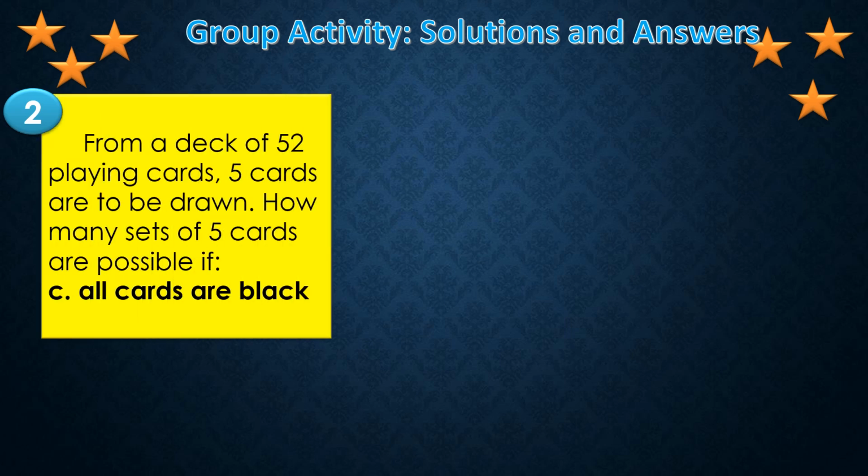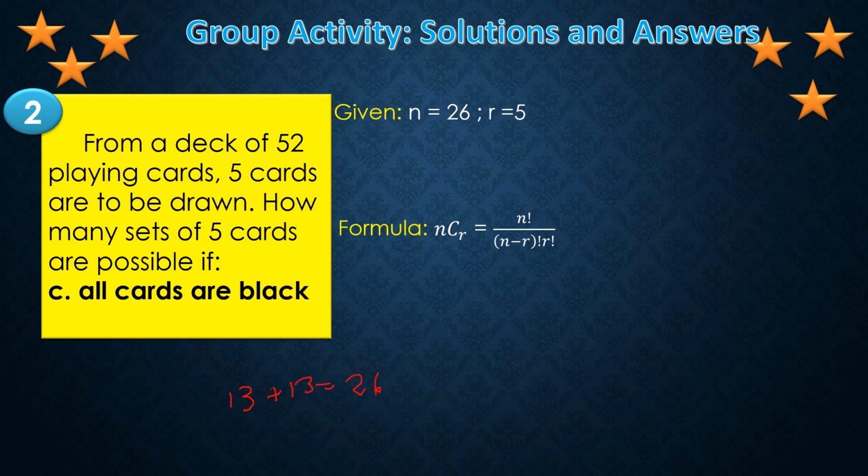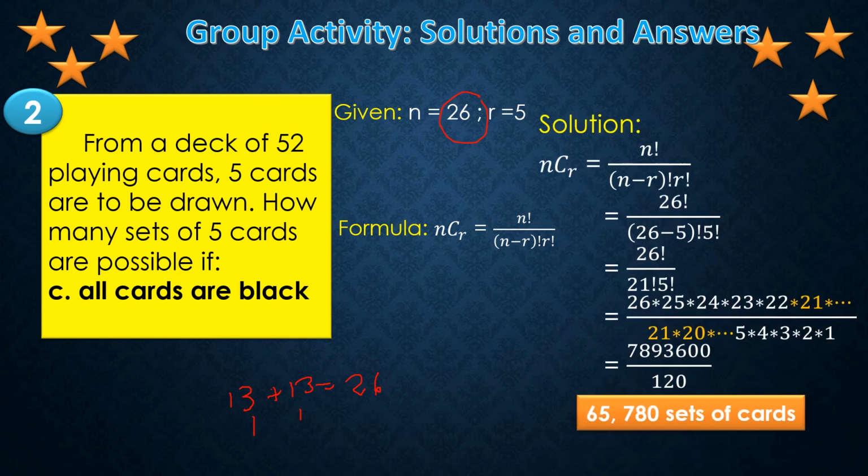Just multiply. 6 times 4 is 24 sets of cards. Next, letter C. All cards are black. Remember, class, all cards are black. This includes clover and spade. So 13 plus 13, class, is 26 total. 13 for spade and 13 for clover. They are all black. So our final answer is 65,780 sets of cards. Okay?